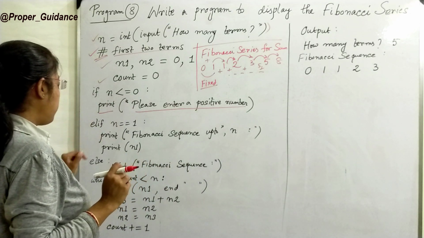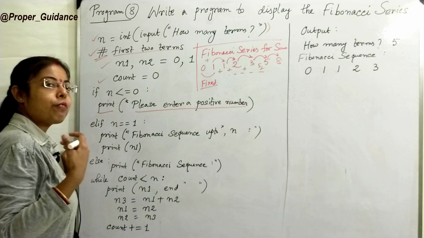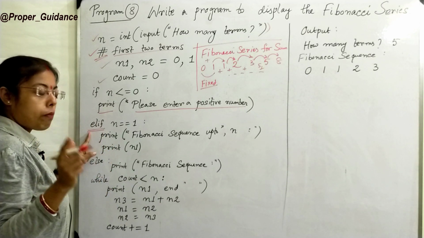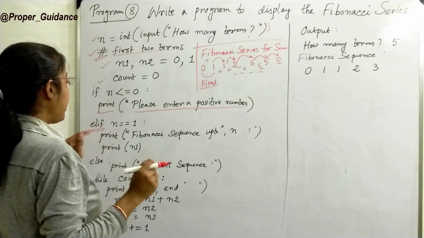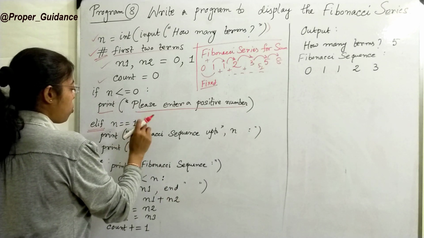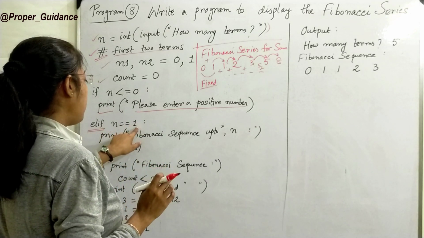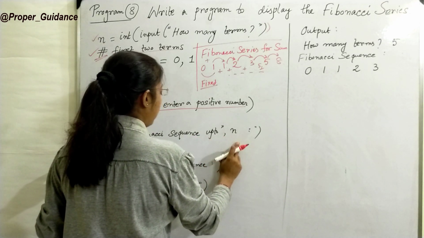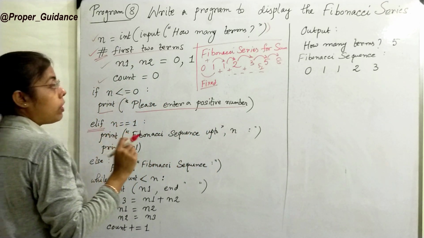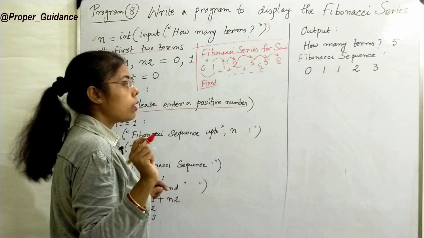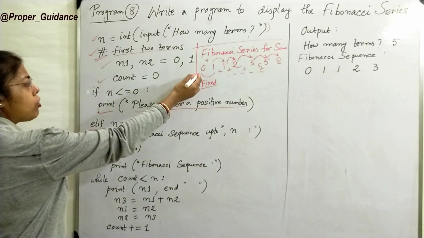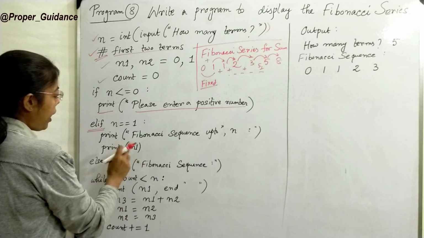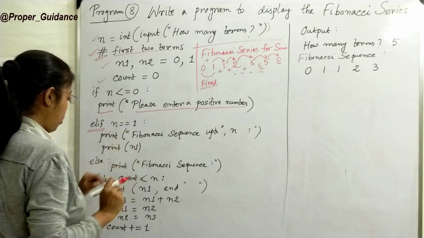Else if, I pronounce it that way, but in Python elif is the keyword used for the else if section. Elif n equals 1: if n equals 1, this means print the Fibonacci sequence up to n. If only one term is there, what is the value? The value will be 0, because this is the fixed term. So print n1, it will print the value 0.